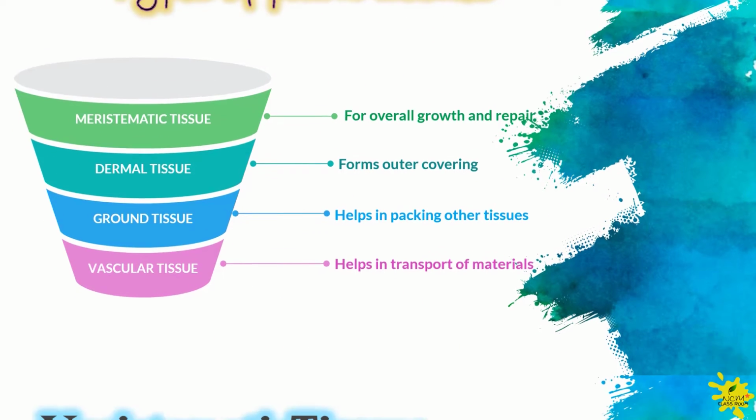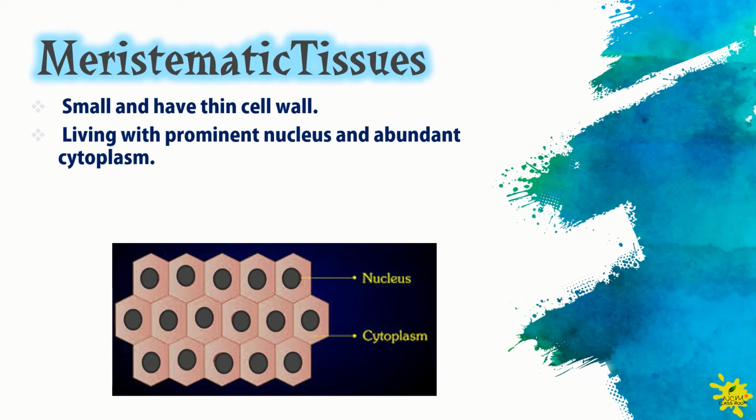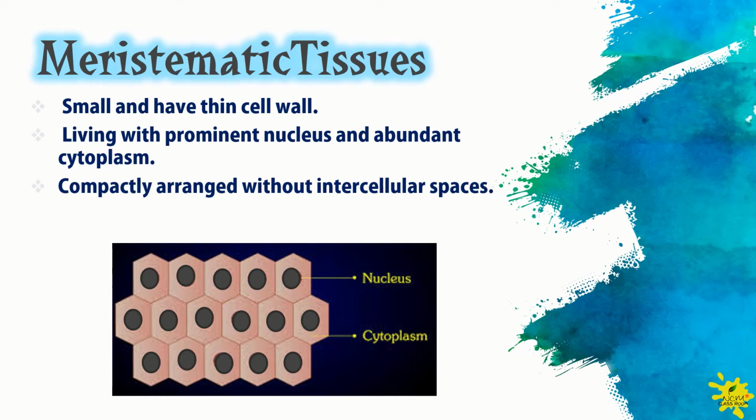Meristematic tissue. The cells are small and have a thin cell wall, living with a prominent nucleus and abundant cytoplasm, compactly arranged without intercellular spaces. These cells continuously divide, so they are named meristems.